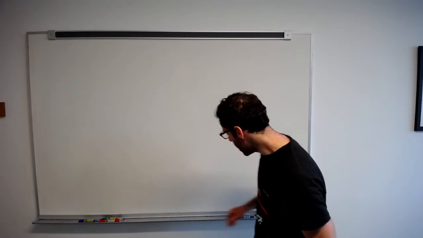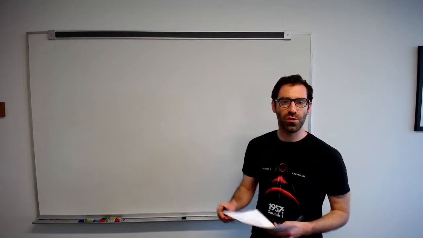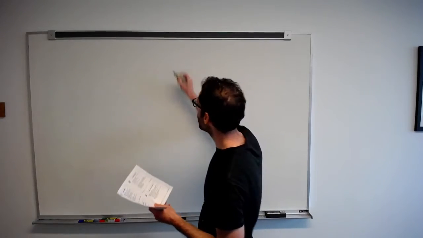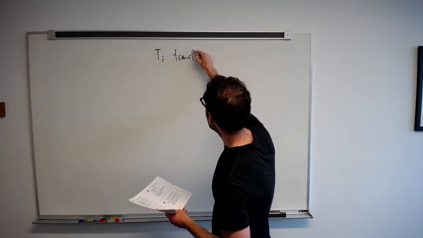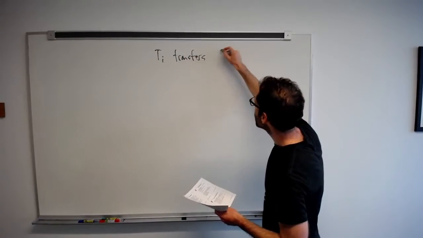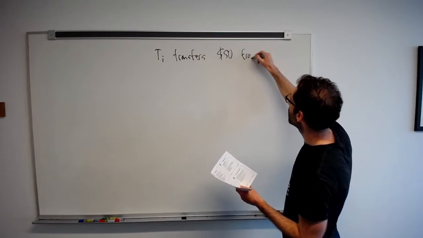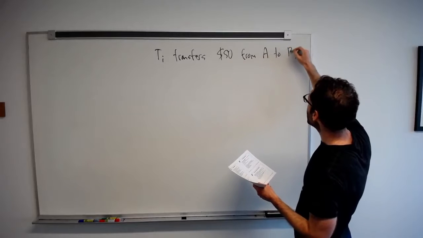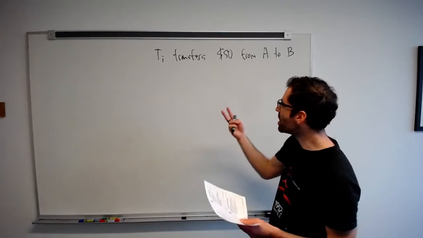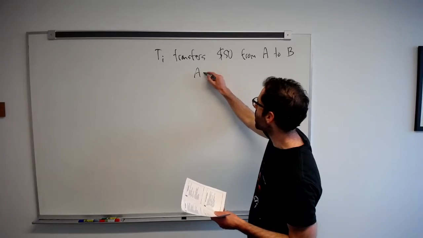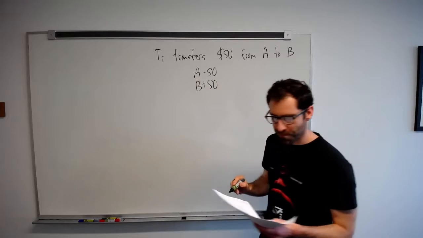All right, so to set the scene, let's again go back to our tried and true example. We have some transaction Ti that's transferring $50 from account A to account B. And so we have two updates here. We need to do A minus 50 and B plus 50.